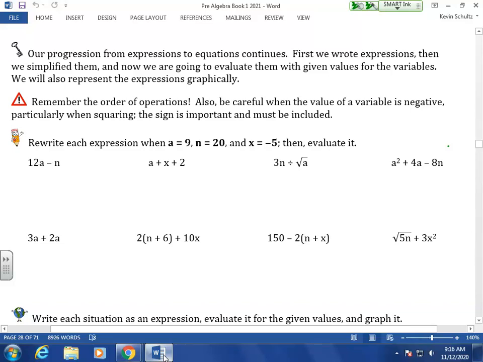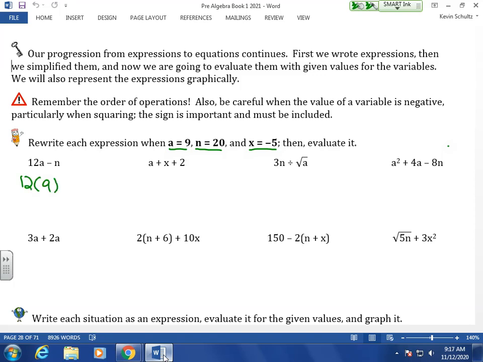We are going over the top part of CO16, the homework that we had due for today. Basically taking these values for the variables, a is 9, n is 20, x is -5, plugging them into these expressions and then evaluating. What is the result? What is the answer with these things plugged in? So it's practice with order of operations. It's practice with interpreting what different numerical math symbols mean, and obviously it's practice with negative signs and just general math operations.